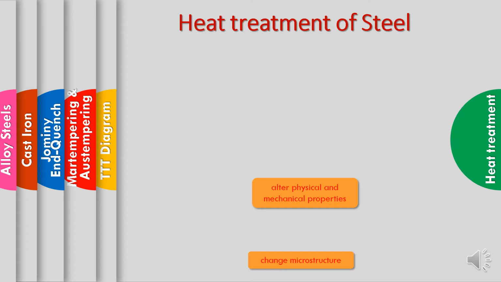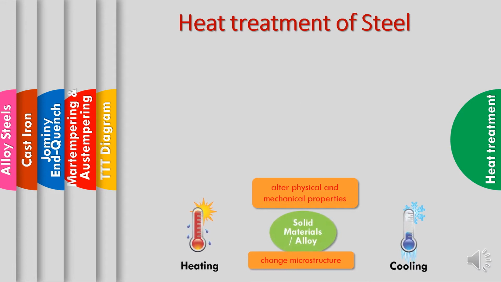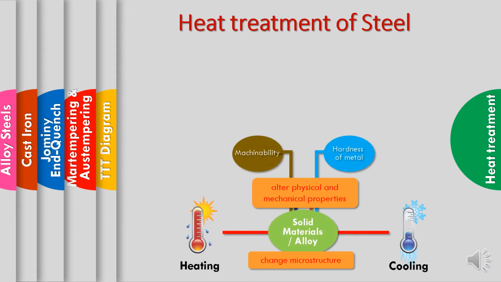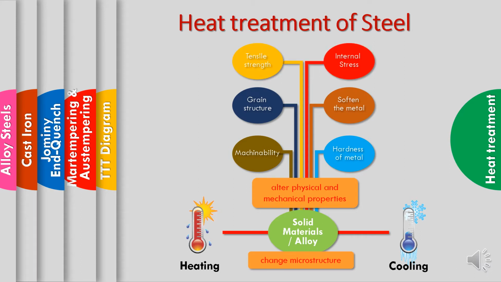So for the heat treatment, actually we study the change of heating and cooling, and from there the material will alter its physical and mechanical properties, and then we can gain information on machinability, grain structure, tensile strength, internal stress, softening of metals and hardness of metals. This is the information that can be gathered from the steps in the process of heat treatment.